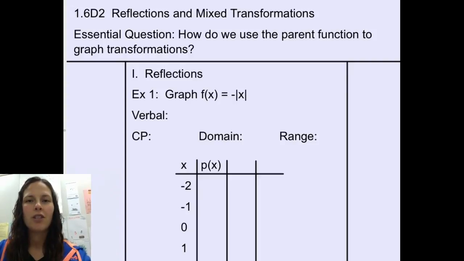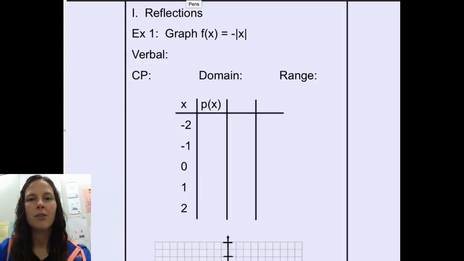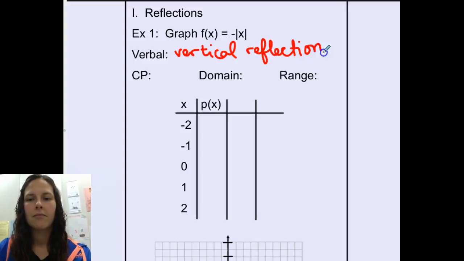Our first transformation is an absolute value function, and we have that negative sign outside of the function. It is not grouped with the x. So to verbally describe the transformation, we would say it is a vertical reflection. The critical point of the parent function is 0, 0. If you reflect 0, 0 vertically, it will remain at 0, 0. Domain and range, again, we'll get from our graph.